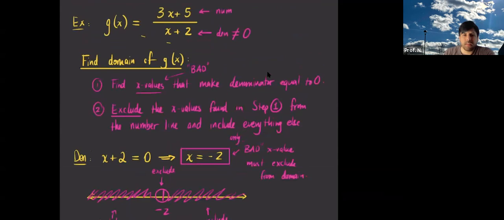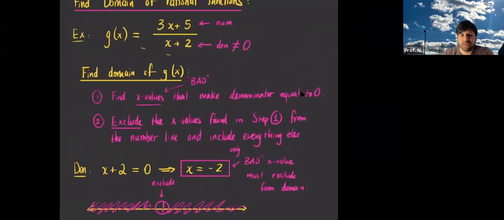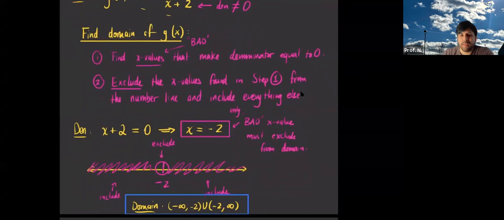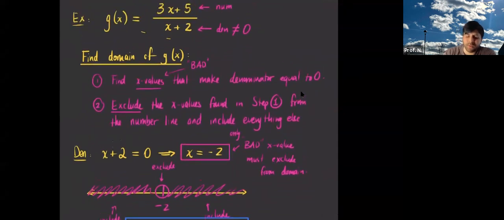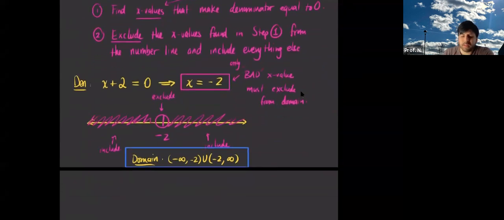And that's the idea, guys. So any questions about this? Does everybody understand what the task is to find a domain of a function like g of x? I'm finding all the x values that make my denominator equal to 0, excluding that from my number line and including everything else. And that's my domain. Okay, makes sense?